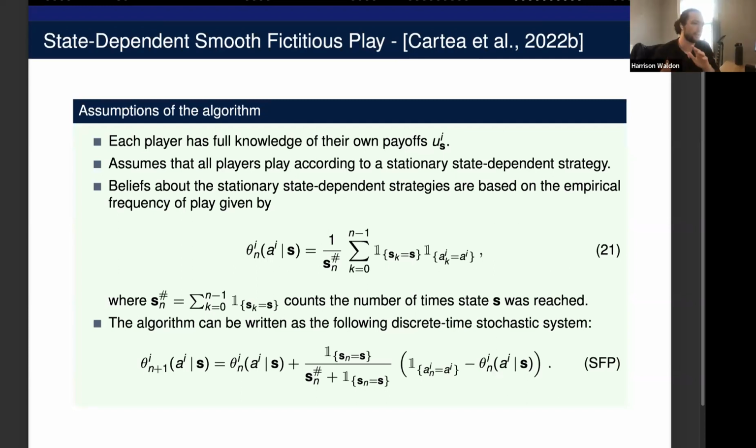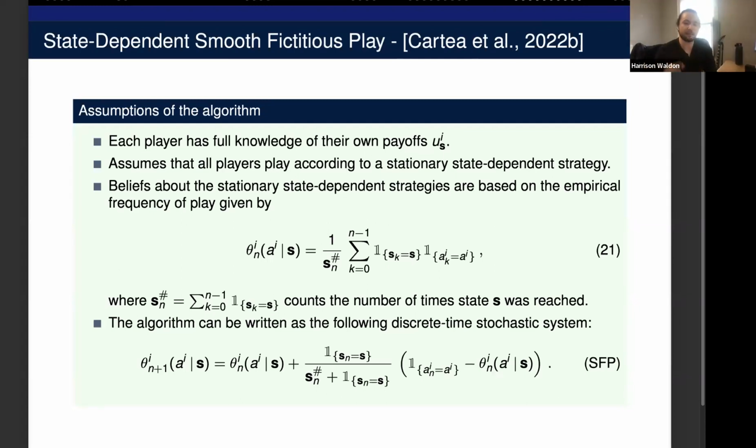So our algorithm here we call state-dependent smooth fictitious play. It's an extension of fictitious play to stochastic games. Each player is assumed to have full knowledge of their own payoffs, but not necessarily the payoffs of other agents. Each agent assumes that all agents play according to a stationary state-dependent strategy, and beliefs about the strategies are given by the empirical frequency of play, which is state-dependent as well. So for each state of the game, each agent keeps a running frequency of each action played.